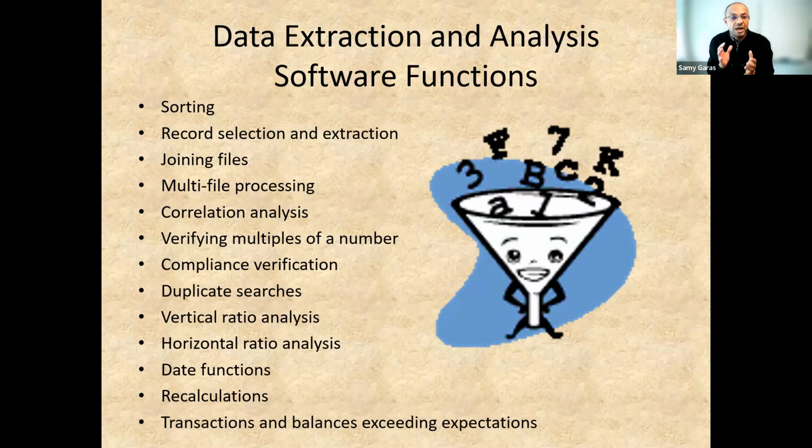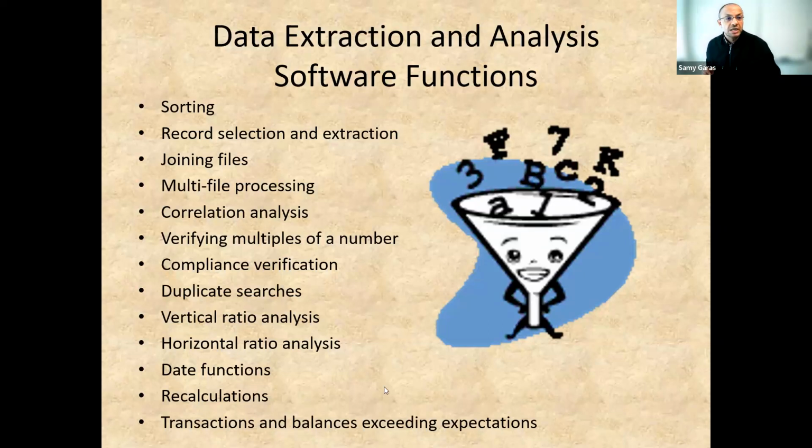We might check multi-file processing, how the processing has affected multiple files. We can make correlation analysis, verifying multiples of a number, and compliance. The multiples of a number, like Benford's law, is used by IDEA to check the multiples of the number, but because of the shortness of the course time, I'm not going to use it. But there is one way to check: compliance verification, if there is any kind of authorization or approval for the transactions.